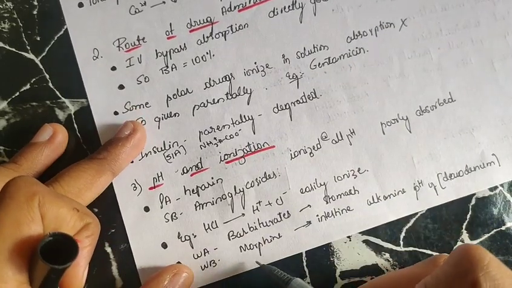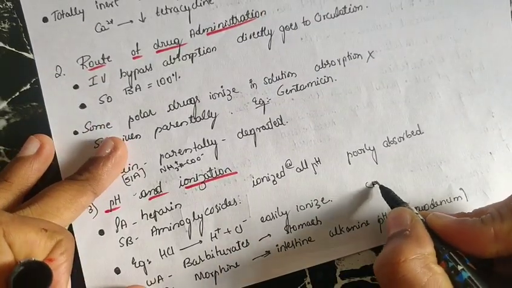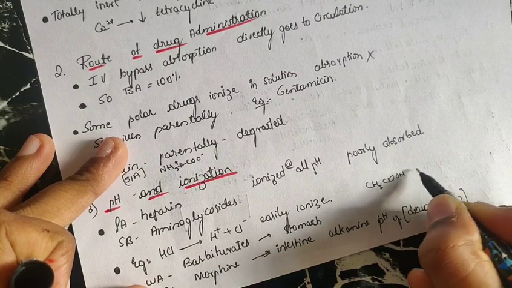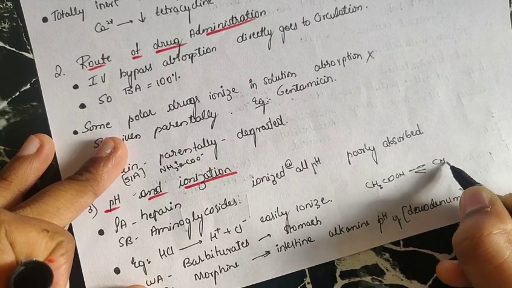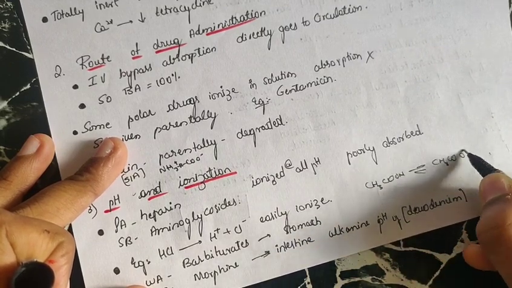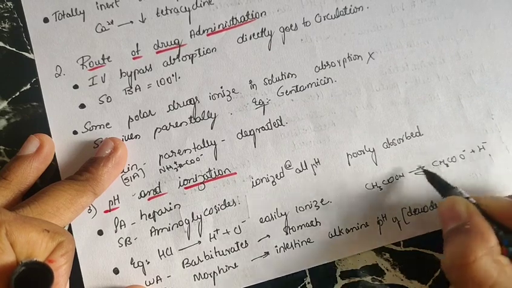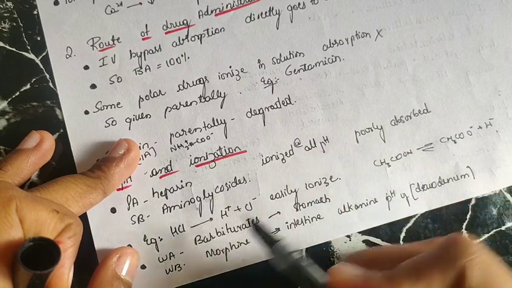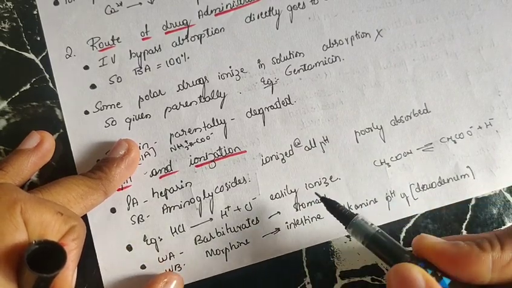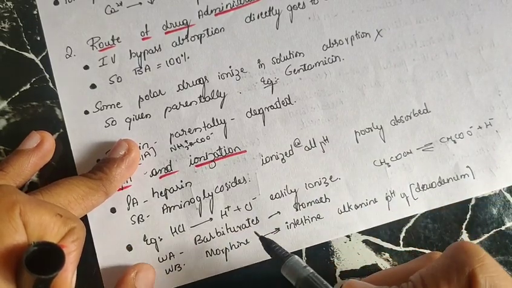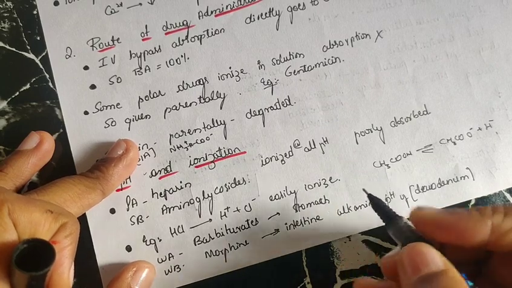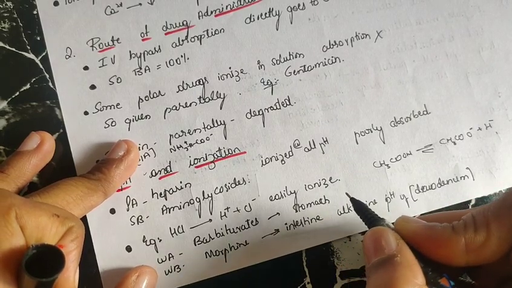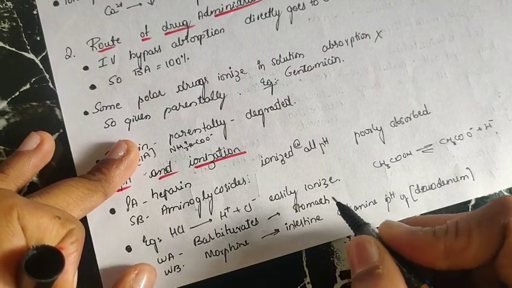Whereas with a weak acid or weak base, if you take a weak acid like CH3COOH, it maintains equilibrium, as it cannot completely dissociate. All molecules cannot completely dissociate and it maintains equilibrium. So these weak acids and weak bases remain in the unionized form, so they can be easily absorbed. The stomach contains HCl, that is an acidic medium.